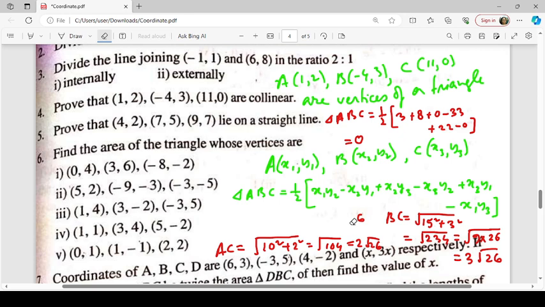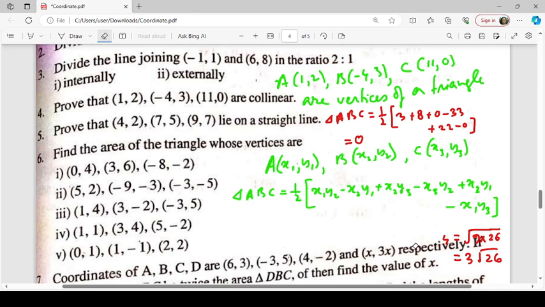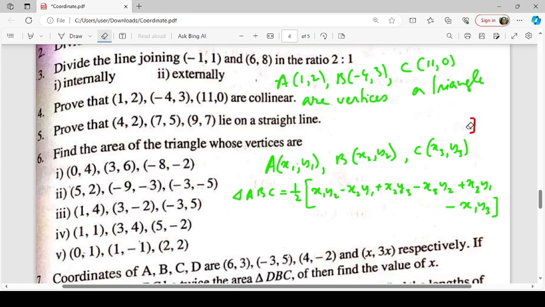Next is number 6. Number 6 is to find the area of triangles whose vertices are given. So we just apply this result, this formula, so we can find the area of the triangles. Just as we have done here, area ABC. Here we get 0 because the points are collinear, that is why.